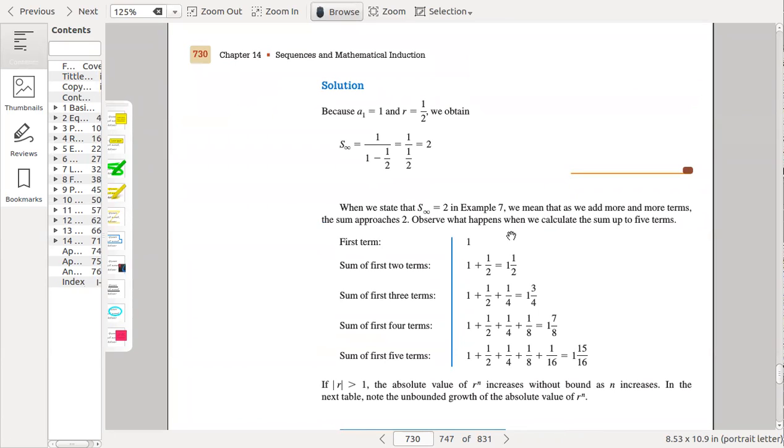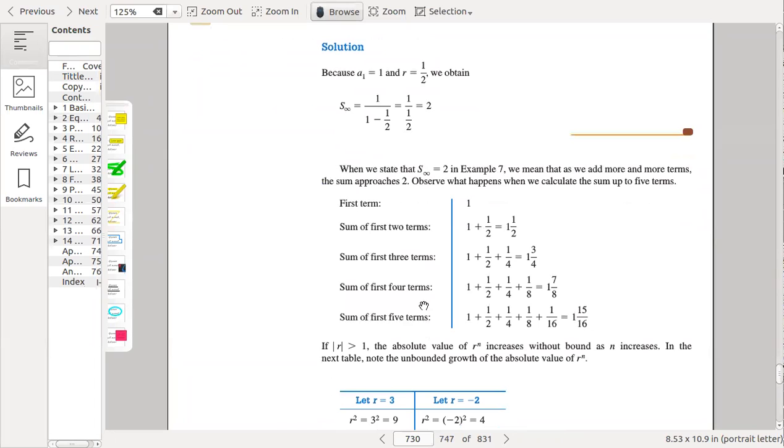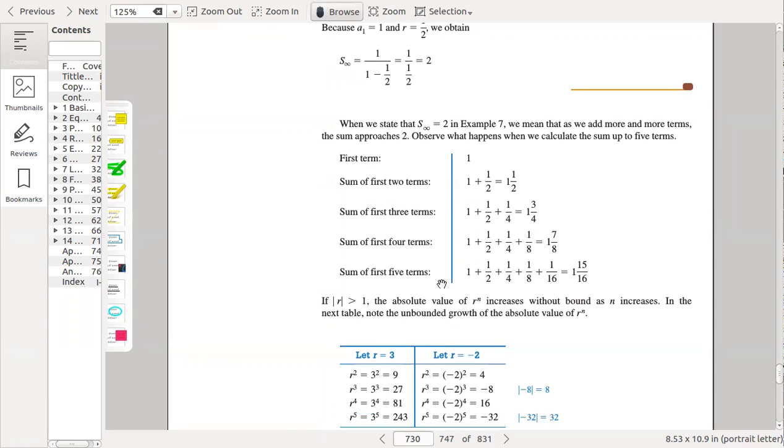Observe what happens when we calculate the sum up to 5 terms. First term 1, sum of first two terms 1 plus 1 by 2, so it is 1 and a half. Sum of first three terms 1 plus 1 by 2 plus 1 by 4, 1 and 3 by 4. Sum of first four terms 1 plus 1 by 2 plus 1 by 4 plus 1 by 8, so 1 and 7 by 8. Sum of first five terms, and so on.